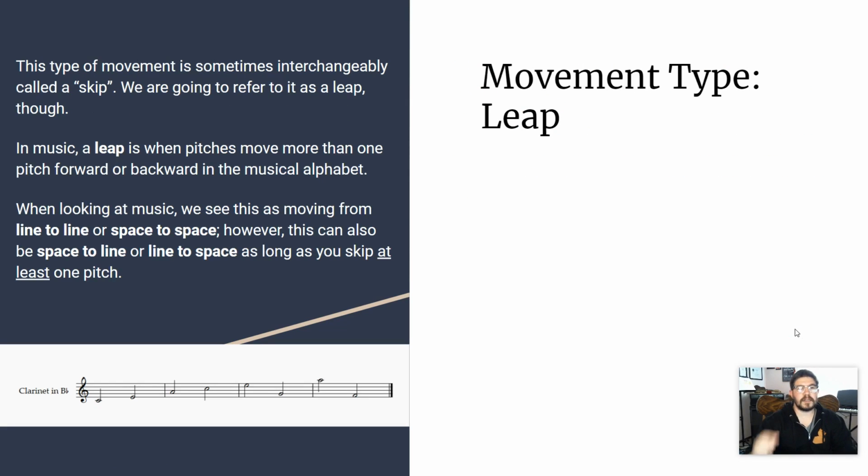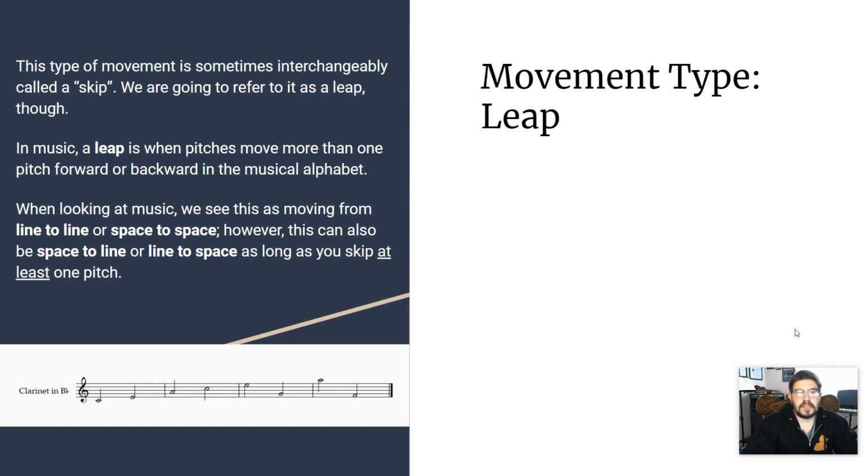So now we're going to move on to the next movement type that we have here. It's called the leap. So this is sometimes called a skip. We're not going to really refer to it as a skip, though. We're going to refer to it as a leap. I'm going to do my best to always make sure I do that for you.